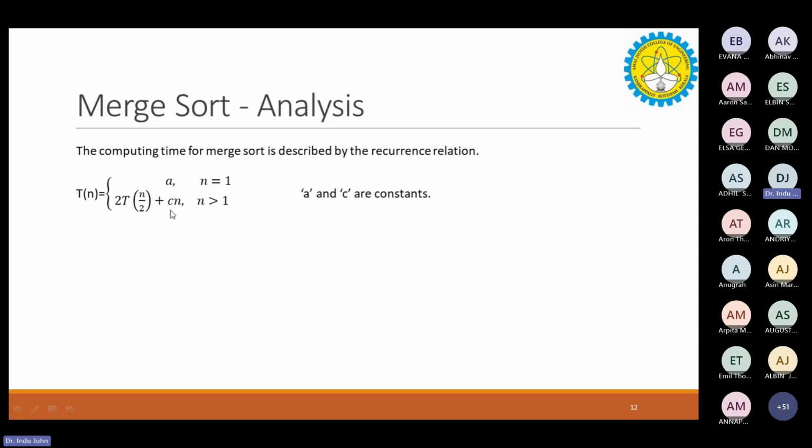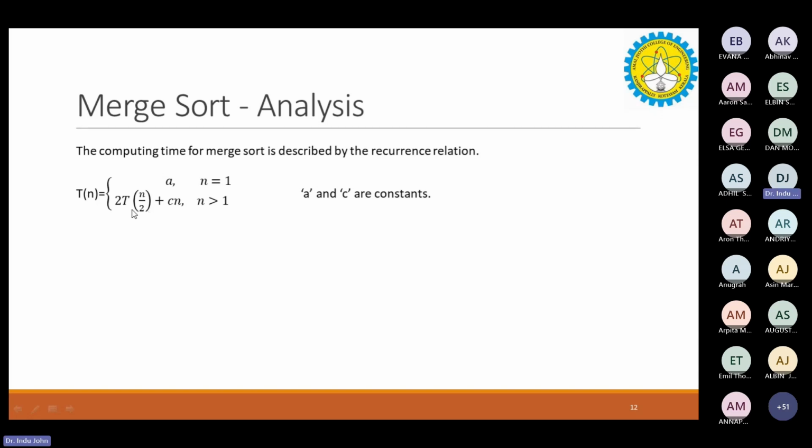And then you have the merge operation. So you have to merge these. There are two arrays, each of size n by 2, both of them sorted, and you need to merge these two subarrays. So the time complexity of that will be big O of n by 2 plus n by 2. Each of these arrays is of size n by 2, and n by 2 plus n by 2 is n. So big O of n by 2 plus n by 2 is represented by this factor C times n. C is a constant.